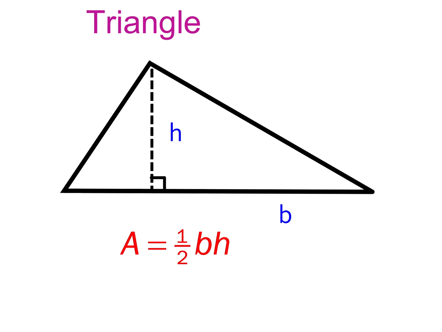Triangle, the area is half the base times the height. Sometimes you might have learned it a little differently. You might have learned it as base times height divided by 2. Those both mean the exact same thing, and you'll get the exact same answer if you do it. So whatever you're more comfortable with, either way is fine. Either 1/2 the base times the height, or base times height divided by 2.